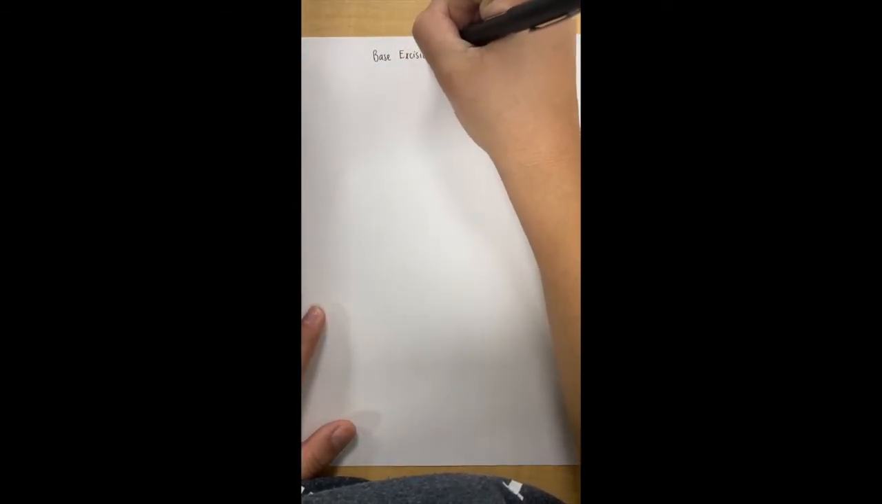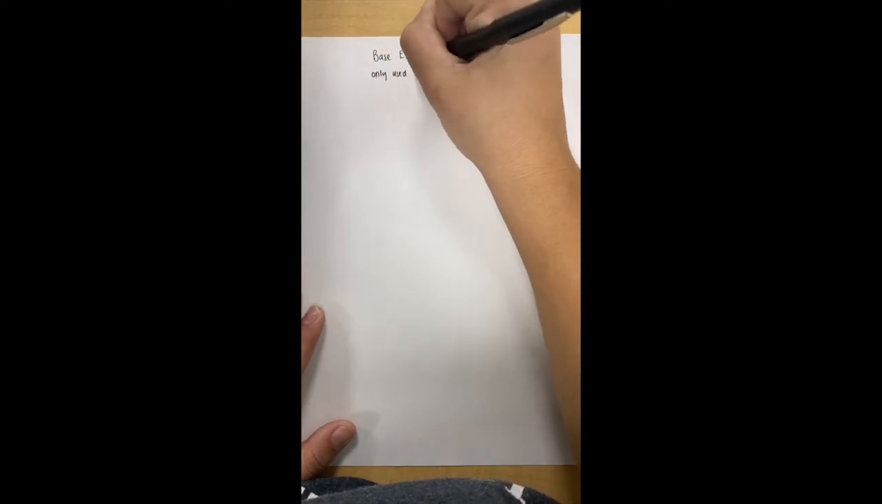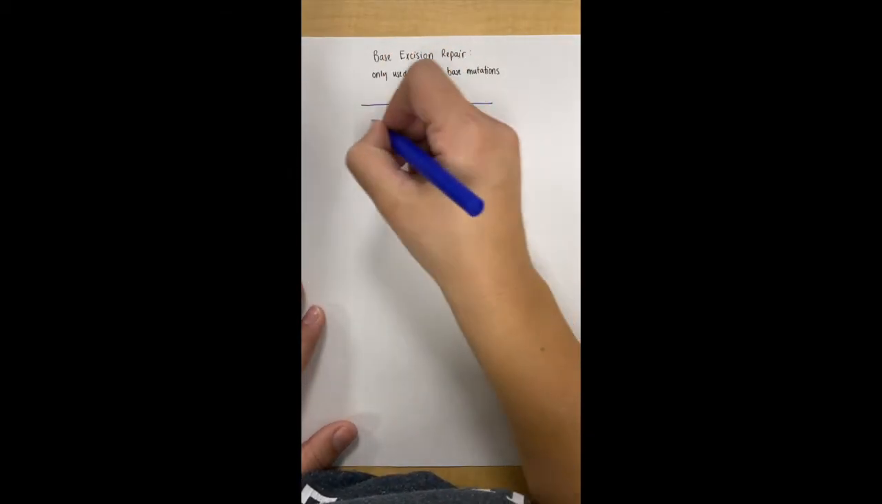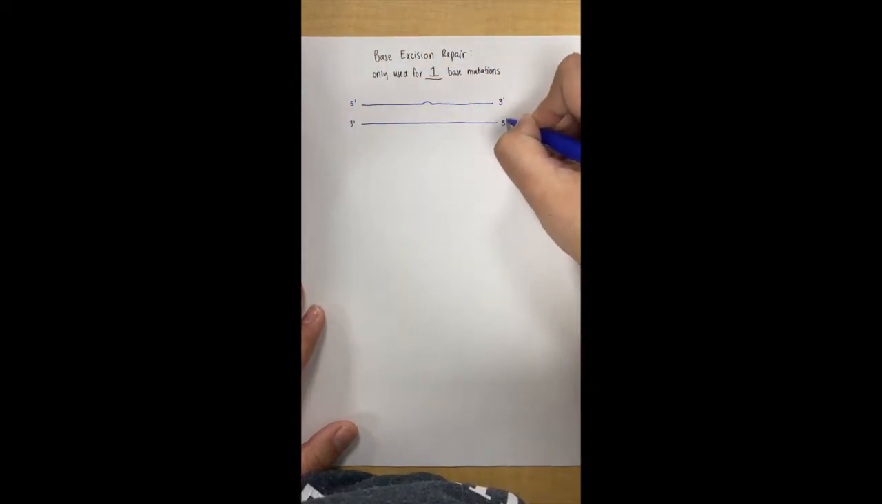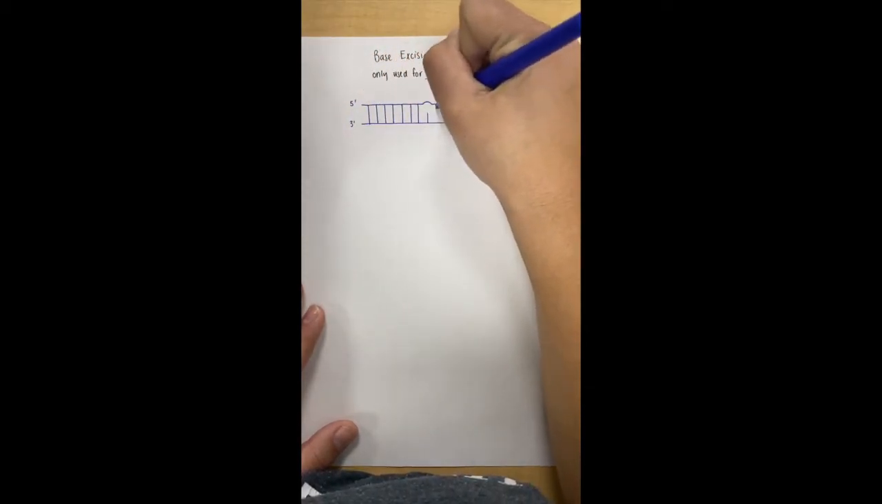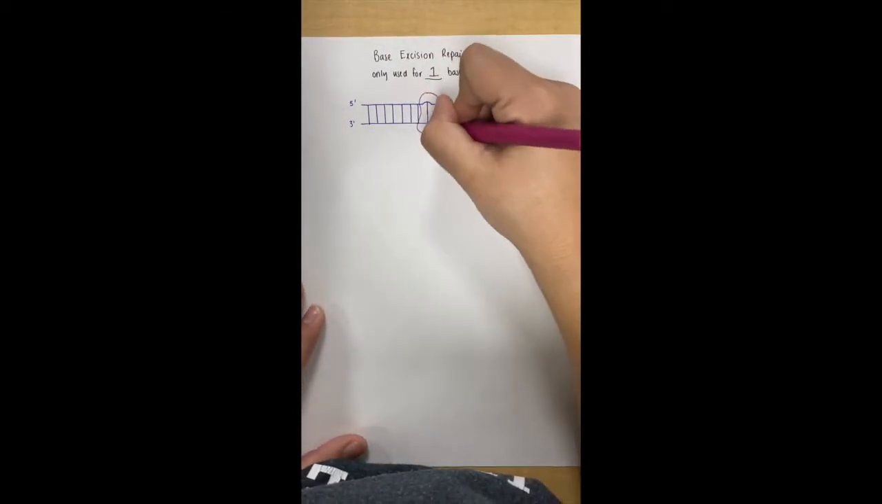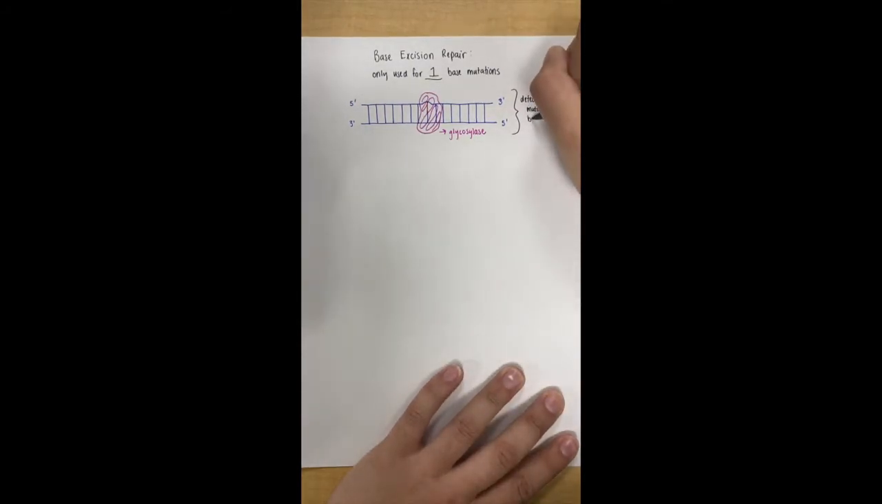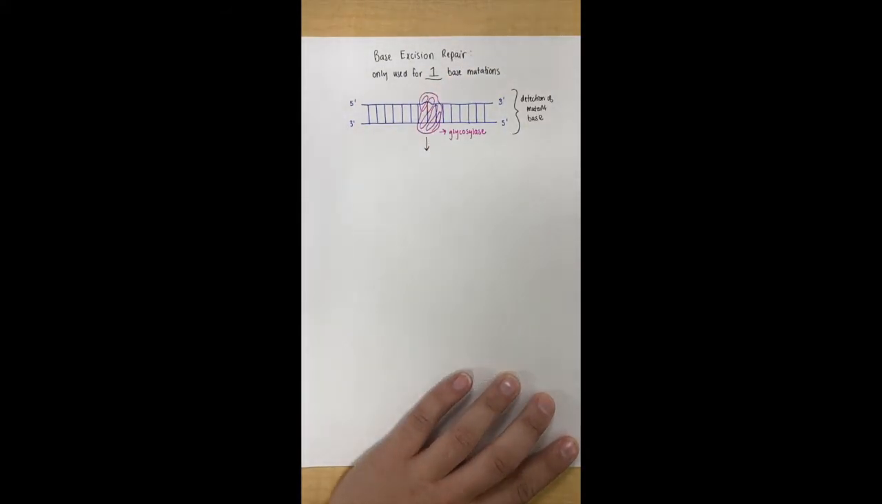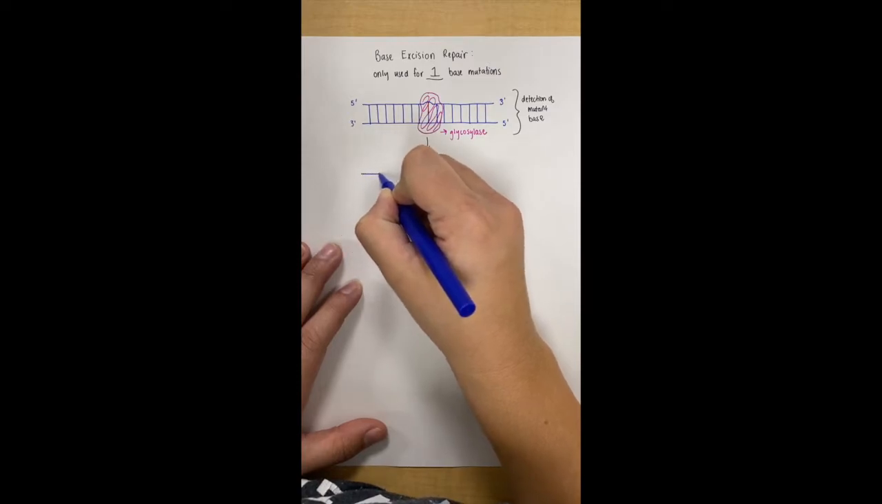Base excision repair is used when only one base is mutated. An example of a single base mutation is deamination. This can convert cytosine to uracil, and uracil does not belong in a DNA molecule. So first, the modified base is detected by glycosylase. Then it is cut out of DNA individually by glycosylase.